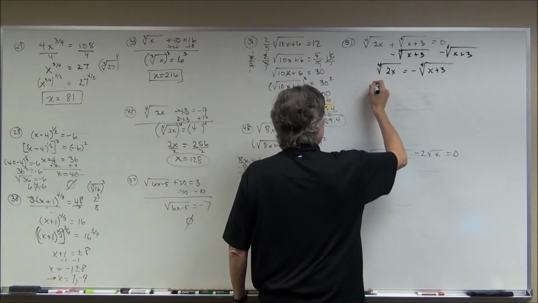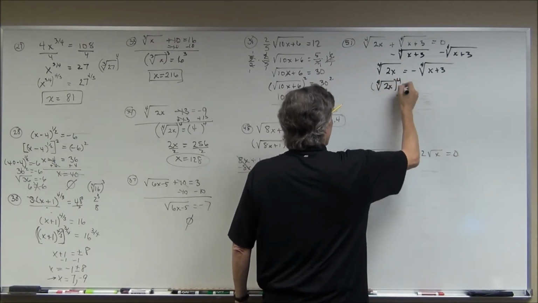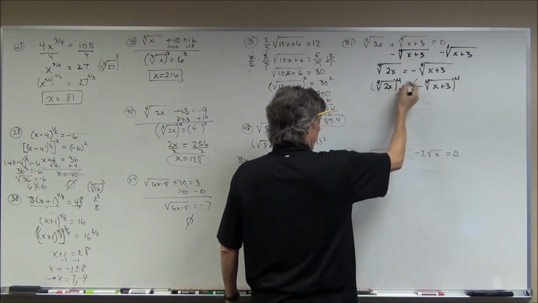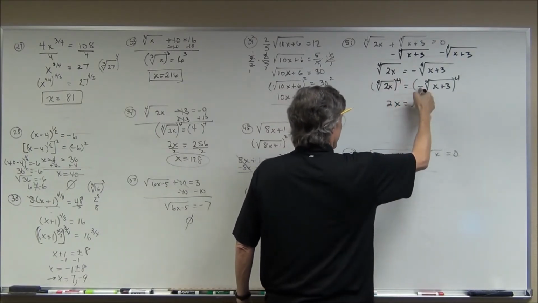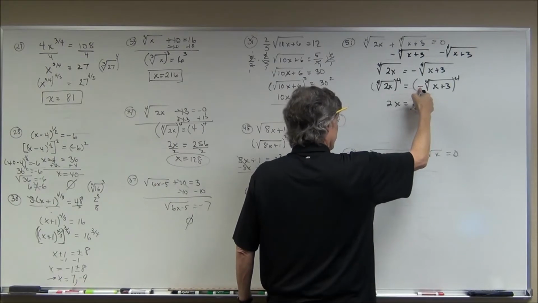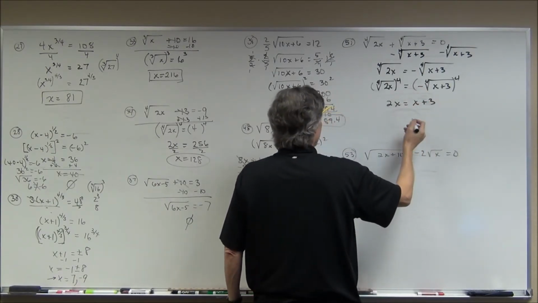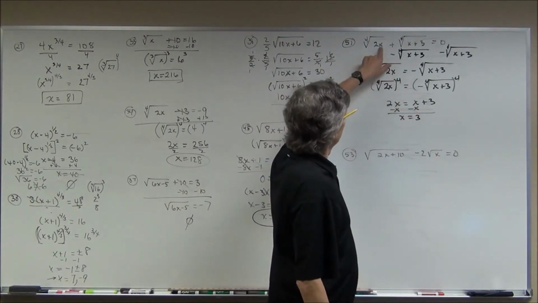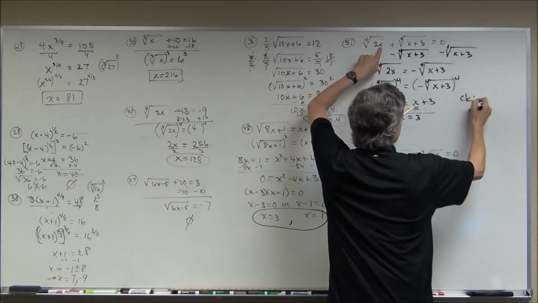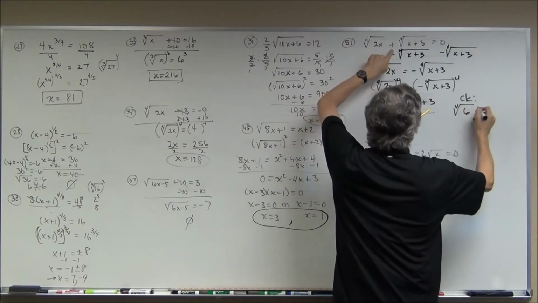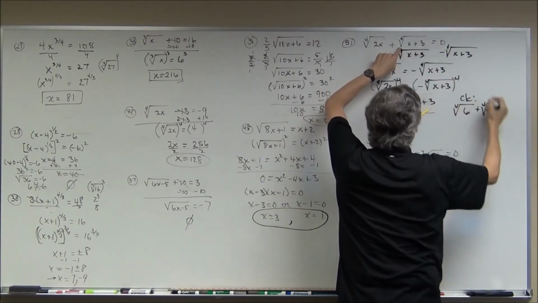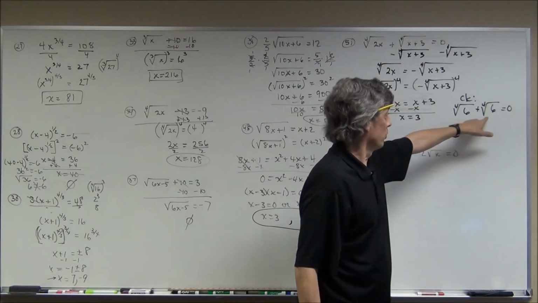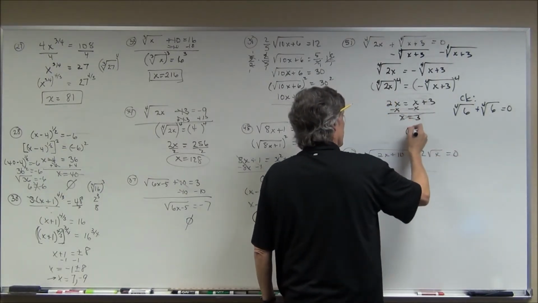I'm going to raise both sides to the fourth power. And I get the fourth root to the fourth power, I get 2x equals negative times negative times negative times negative is positive, x plus 3. Well, it looks like I'm getting an answer. Subtract x, it looks like I get x equals 3. Let's check. This would be the fourth root of 6 plus the fourth root of 6 equals 0. Well, that doesn't equal 0. If it was a minus, it would equal 0. Bad answer. Extraneous. No solution.